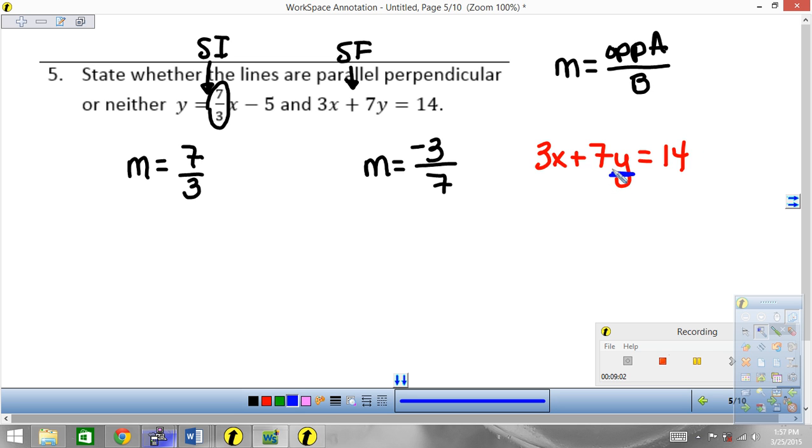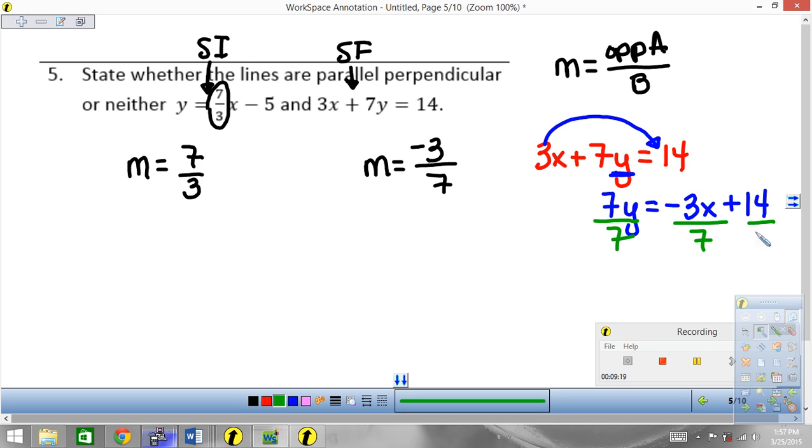When we're solving for y and trying to get y by itself, we move the x away to the other side by subtracting 3x from both sides. So we get 7y equals negative 3x plus 14. Then we can divide both sides by 7 to get y by itself. Our goal is to get y by itself because we want to be in slope-intercept form. So we get y equals negative 3 over 7x plus 2.